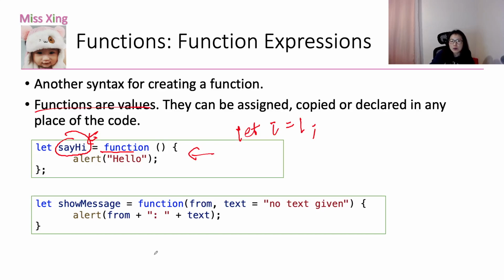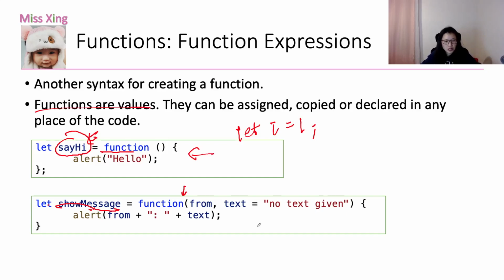And in our previous demo, we have a function called showMessage, right? You can also use function expression to define showMessage, which is like this way. Let showMessage equals a function. And here we don't give a name, but you can if you want, and have from and text.